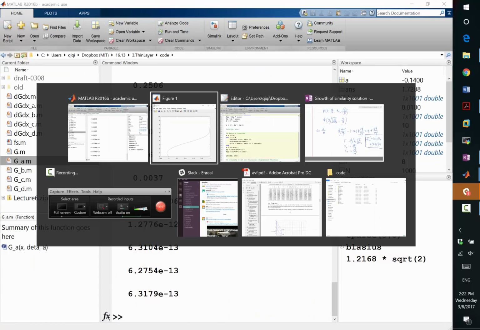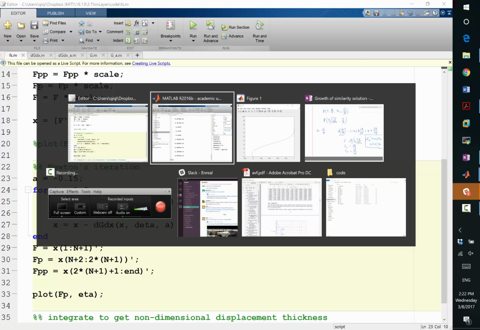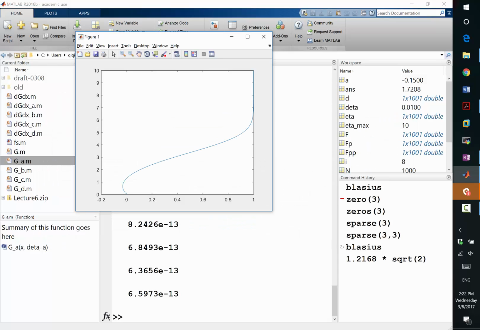Okay, sure, that's a good point. So you said the 1.5. I'm going to try another one. Now it converged, right? And the solution looks like that. So what does this mean? In this, the UE goes negative, right? Reverse flow. It's a reverse flow for a portion of the boundary layer. So that's a separated solution.